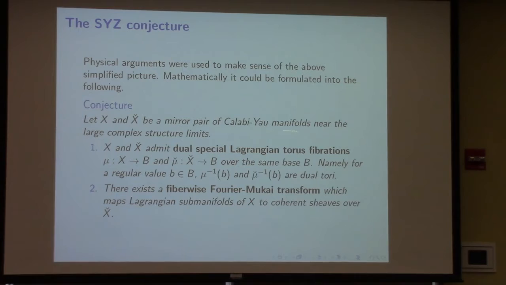But the thing goes on, and so far it has not been a disaster. So we always look at the mirror pair near the large complex structure limit. And so we assume they have a special Lagrangian torus fibration over the same base B. For the regular values on the base, we have the inverse images of each of them. They are dual tori. These are near the large radius limit, and this can be explained in the semi-flat fibration situation, which we shall discuss later. And there should be a fiber-wise Fourier-Mukai transform along the fiber. So in fact, Lagrangian submanifolds on X become coherent sheaves over X-hat.